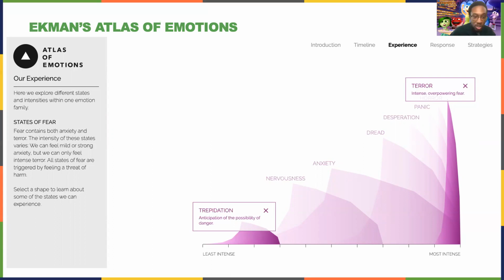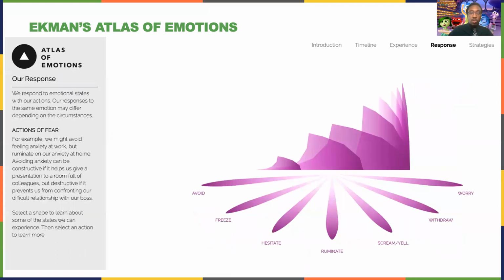So there's trepidation, which is just anticipation of the possibility of danger. And then there's terror, which is an intense, overpowering fear that takes you over. And then there's levels of fear in between. What I like about this model is that he also lists out some of the responses or functions that our emotions allow us to engage in. So when we experience an emotion internally, it can lead to certain actions on a predictable basis.